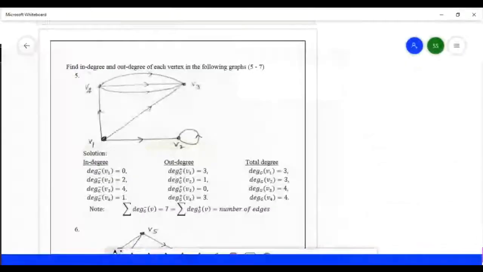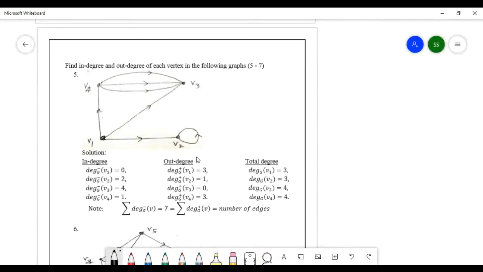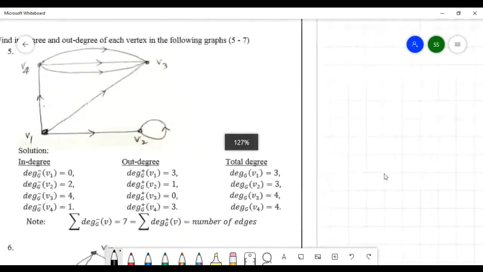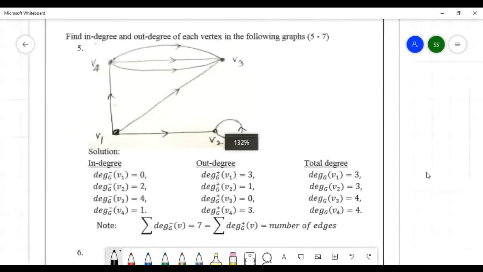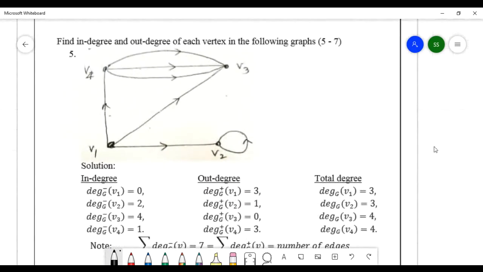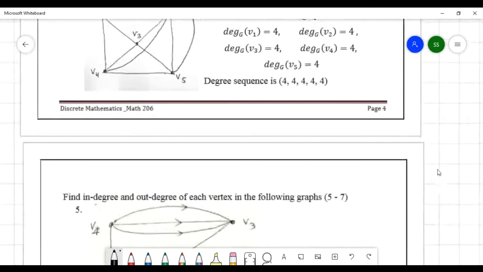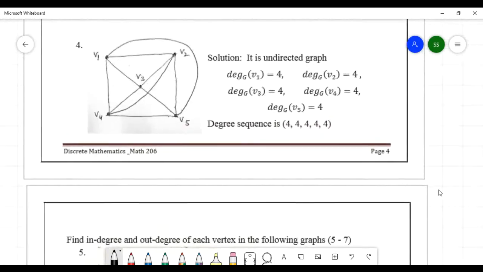Today I will discuss degree of directed graph and degree of undirected graph. Same like last lecture, okay? Look over here. See this one. Last lecture I explained up to here. This finished last lecture.